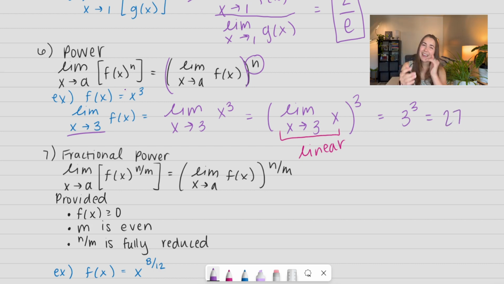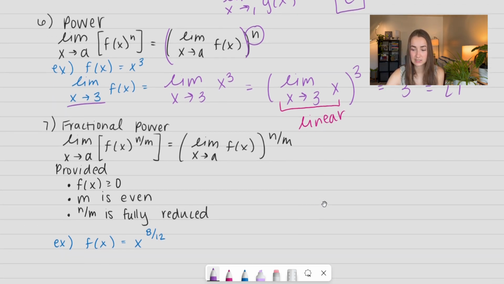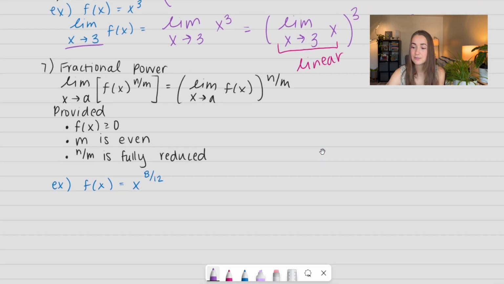So see kind of here how the rules are building off one another. It's kind of nice that way. So we have another rule. This is the last one for us. It's fractional power. This one's a little different. It's similar to the power rule where if our function is raised to a fractional power, we can bring that fractional power to the outside and evaluate the inside, kind of like how we do a linear function. But this one has some more requirements for it.